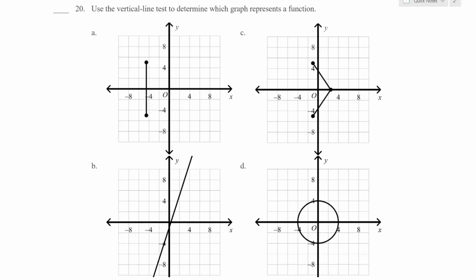It says use a vertical line test to determine which graph represents a function. A will fail the vertical line test because it is a vertical line. So the domain is repeated. C fails because of these 2 points. So it's not a function. The circle will also fail because when you have a line vertically crossing this circle, it's going to intersect at 2 places. So your answer is B. This passes the vertical line test.